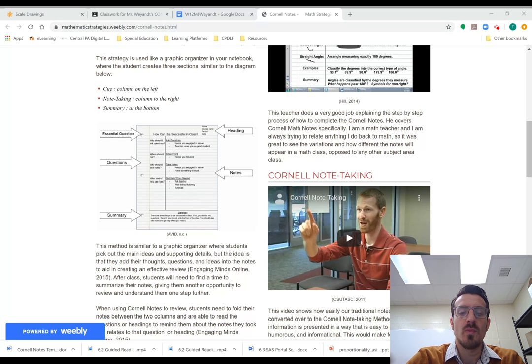All right, so here we're going to put the title or the subject that's being taught. So in math, for example, it could be dilation. And then in here, what we're going to put in math specifically could be terms, concepts, ideas, or even, if you look over to the left, essential questions or a question that you have that you're going to answer in the notes section.